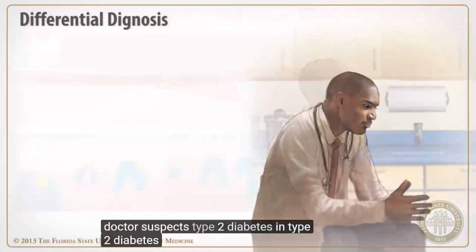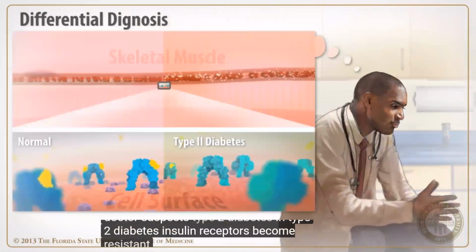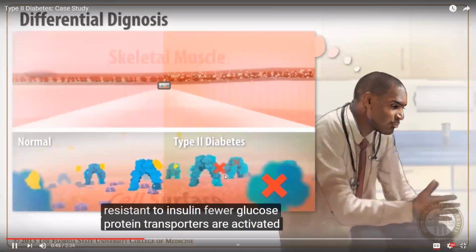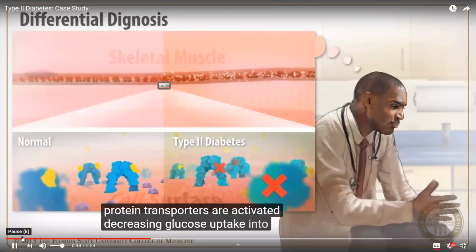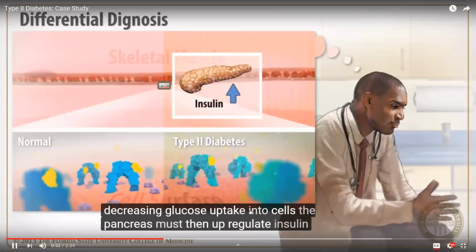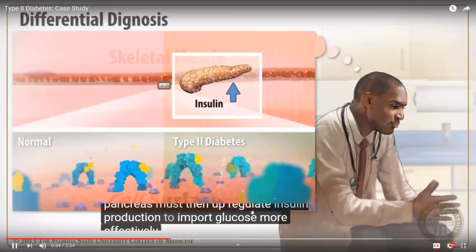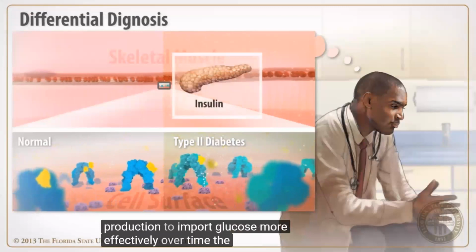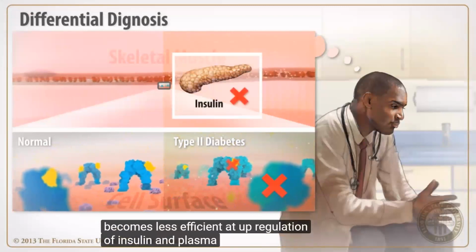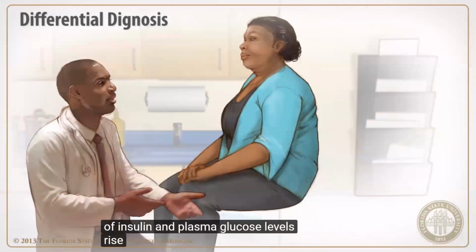In type 2 diabetes, insulin receptors become resistant to insulin. Fewer glucose protein transporters are activated, decreasing glucose uptake into cells. The pancreas must then upregulate insulin production to import glucose more effectively. Over time, the pancreas becomes less efficient at upregulation of insulin, and plasma glucose levels rise.